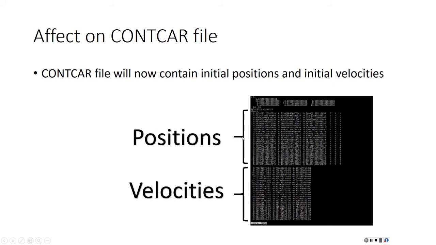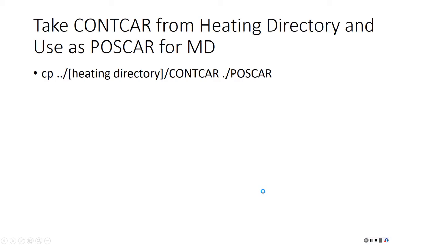And then to know that you've done it correctly, you can look into your CONTCAR from your heating directory, and you should see that your positions still have a bunch of numbers in there, but now your velocities should have a bunch of values too, because normally for geometry optimization they're all zeros initially, since you have zero velocities of your ions. But now your CONTCAR file has positions and velocities, so it's ready to go into dynamics. Then you just copy the CONTCAR from the heating directory into the directory you're going to do your molecular dynamics in, which you can do with this command shown here.